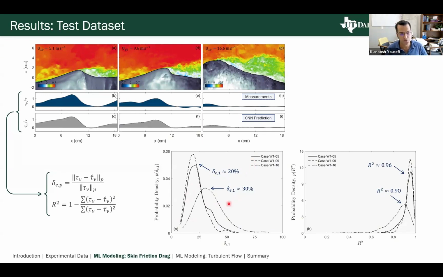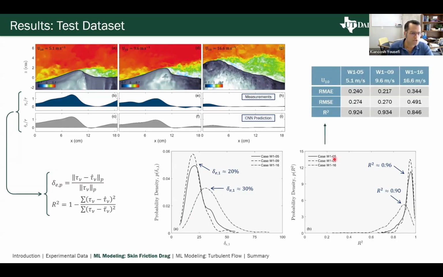But these are instantaneous. I just want to mention that because there's a huge difference between predicting these instantaneous events and the ensemble average events. On the right I have the R square PDF, and the R square does much better. My R square is around 0.9 to 0.96, which is quite good. The way that I interpret this is that I can predict the trend of the viscous stress or skin friction drag very well, but perhaps not the peak value. The discrepancy in the peak value is a little larger than how accurately I can follow the trend.